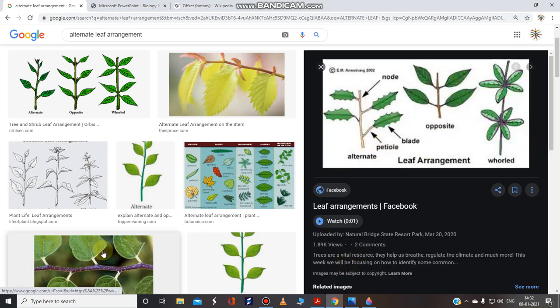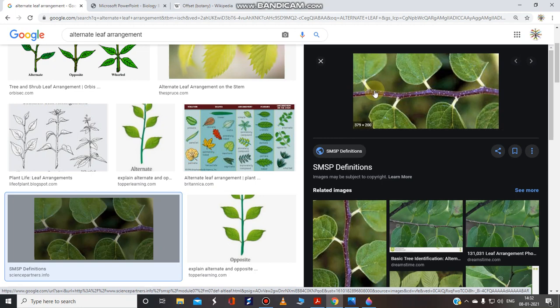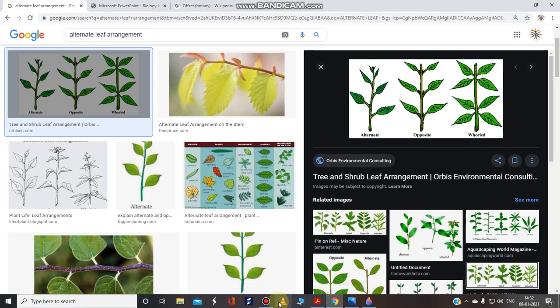Look at this. So tell me what is the arrangement over here? Yes, alternate arrangement. एक यहाँ पे एक यहाँ पे. अगर यहीं पे इसके सामने एक leaf suppose grow हो जाता तो हम इसको क्या बोलते हैं? Opposite to each other, like this. This is the opposite arrangement.